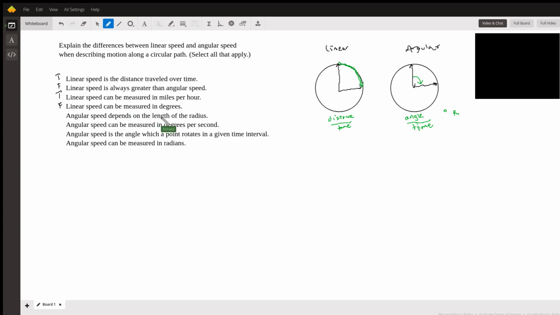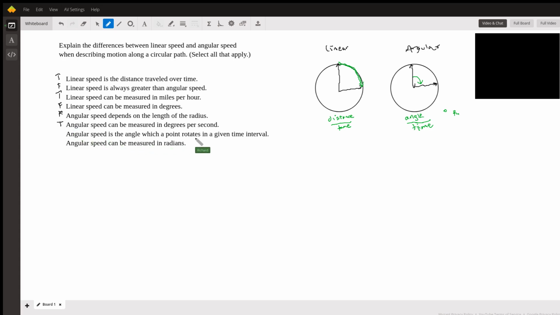Angular speed depends on the length of the radius. Nope. Doesn't matter how big the radius is. Angular speed is always the size of the angle that was created divided by the time that it took to create that. So put an F here. Angular speed can be measured in degrees per second. Yes.